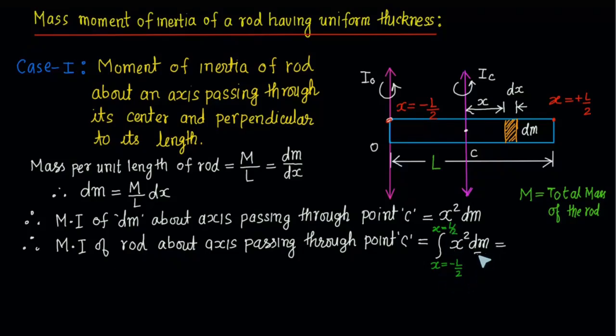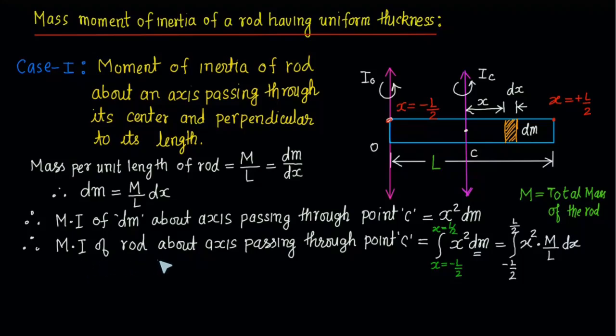Now the value of dm we have to substitute. So the value of dm we have got as m by l into dx, with minus l by 2 as the lower limit to plus l by 2 as the upper limit, then x square as it is, and the value of dm is m by l dx. Now why have we put this value? Because I cannot integrate when one variable is x and the other variable is m. So to integrate we should have the same variable throughout. Okay, so now this m by l will come outside.